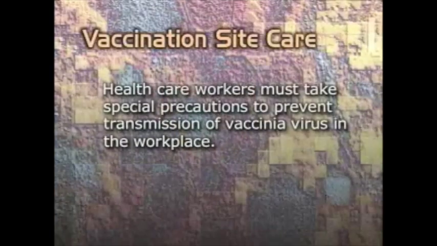Successful smallpox vaccination produces a lesion on the skin. Vaccinia virus can be cultured from this lesion until the scab separates from the skin, as long as 21 days after vaccination. During this time, care must be taken to prevent spread of the virus to another area of the body or to another person. Proper care of the site will also reduce the chance of secondary bacterial infection. Healthcare workers must take special precautions to prevent transmission of vaccinia virus in the workplace. We will discuss vaccination site care recommendations for healthcare workers in a moment.